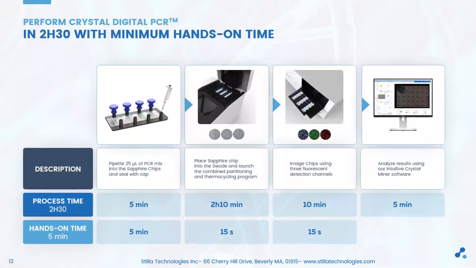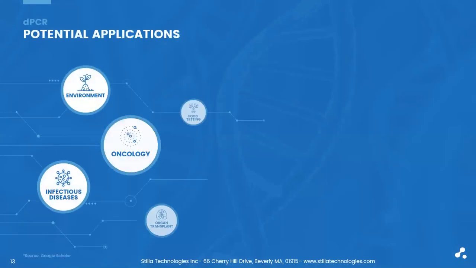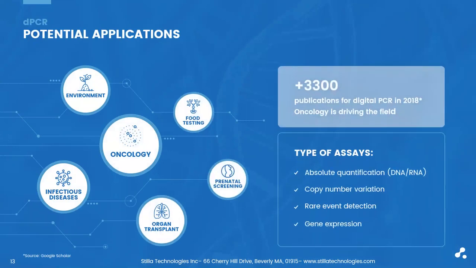To sum up, the NICA system workflow allows you to achieve results in 2.5 hours with minimum hands-on time. The integration of the workflow within the Sapphire chip makes it robust against contamination and very easy to use. The NICA system is, of course, compatible with many sample types to address a wide range of applications.